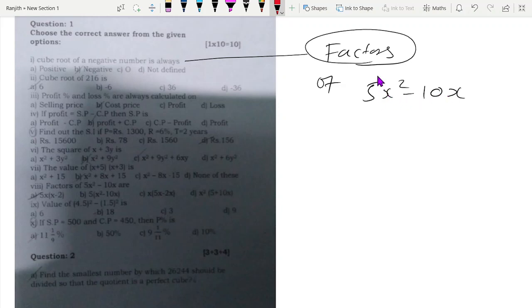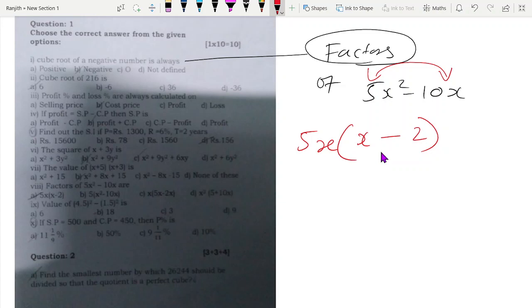HCF, what is common to 5 and 10? First go with numbers. What is the highest common factor? 5. Next, go with alphabets. x. What's the remainder? x. So 2x minus... so x minus 2. x minus 2, sir.